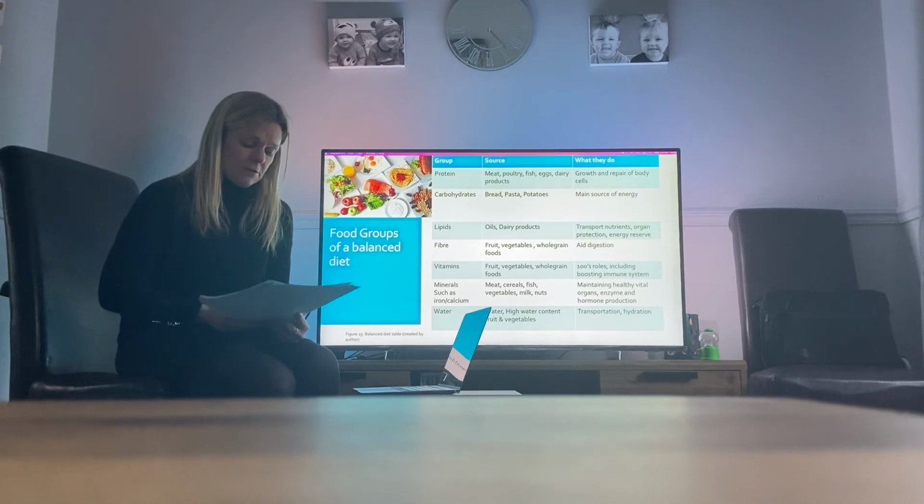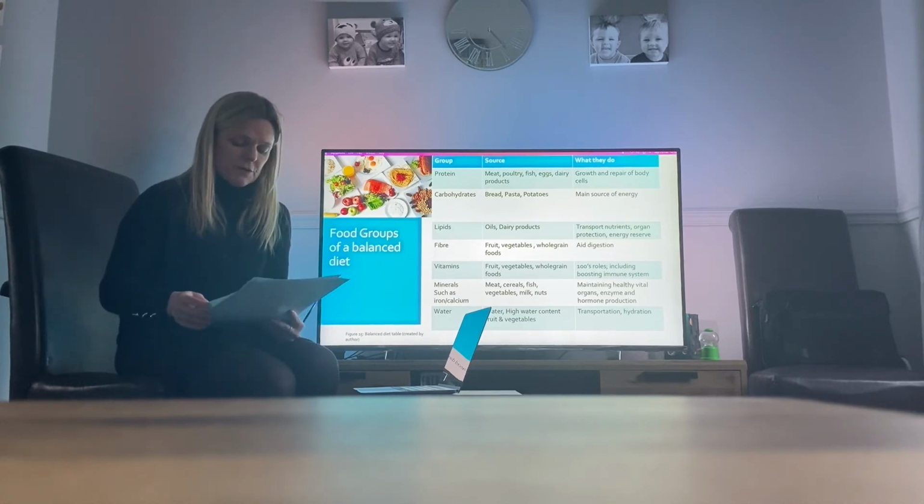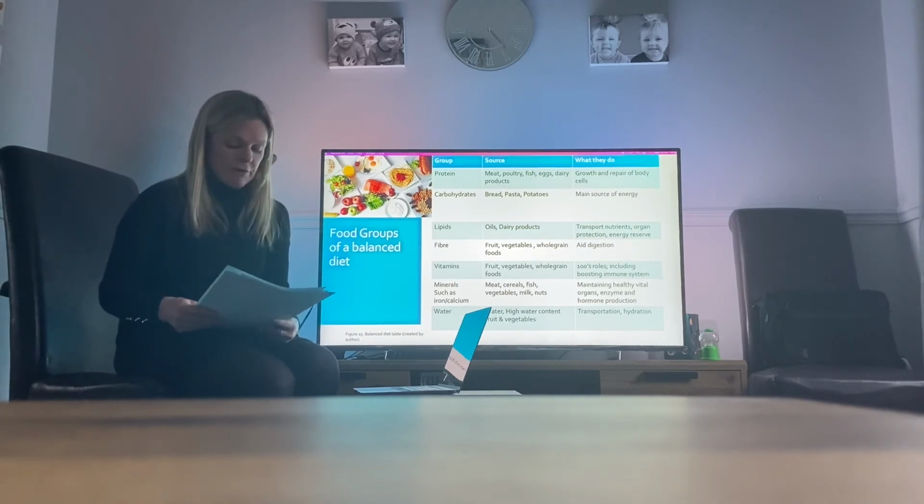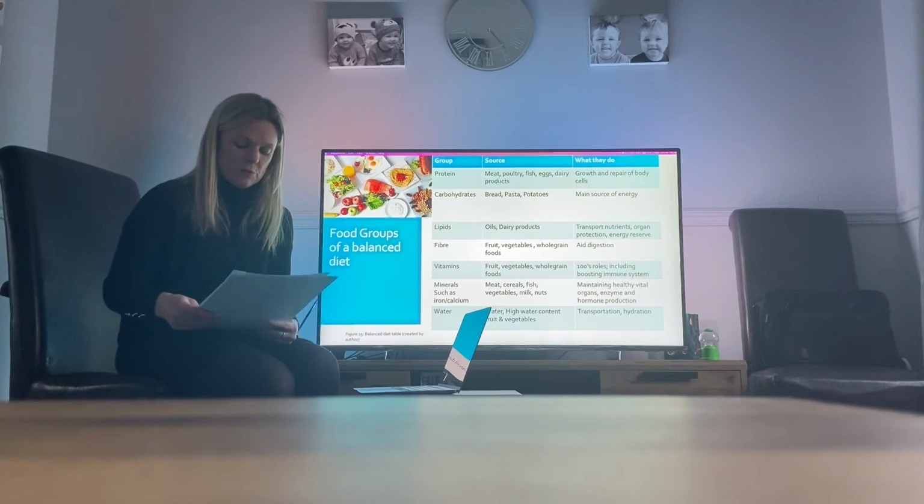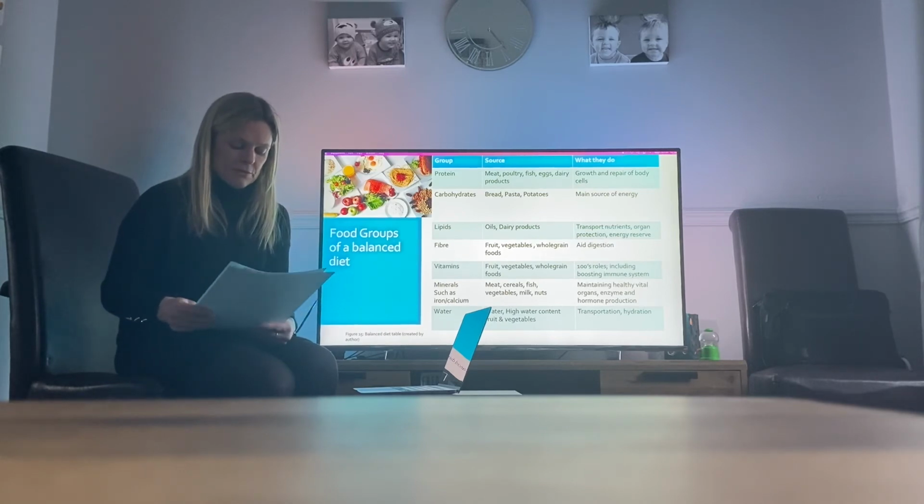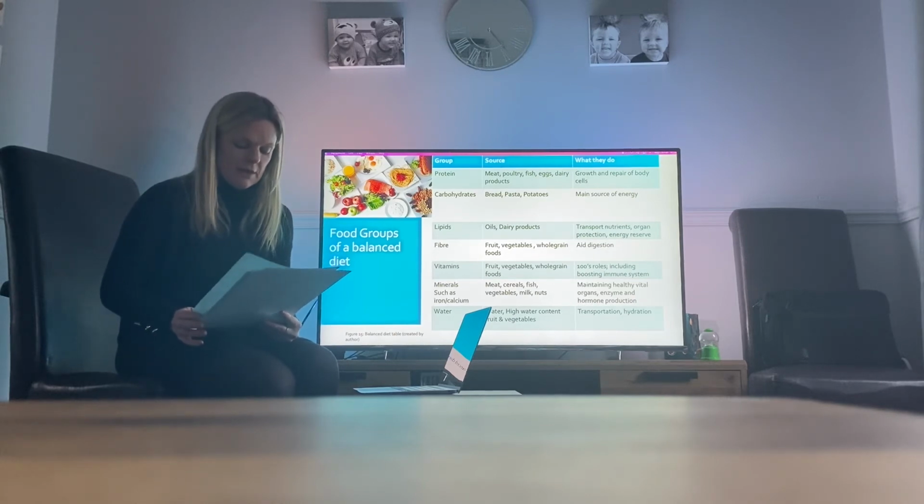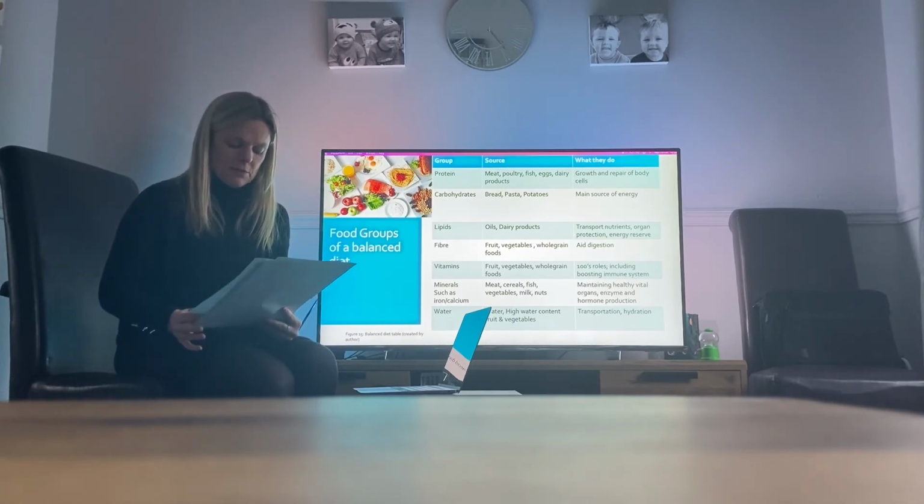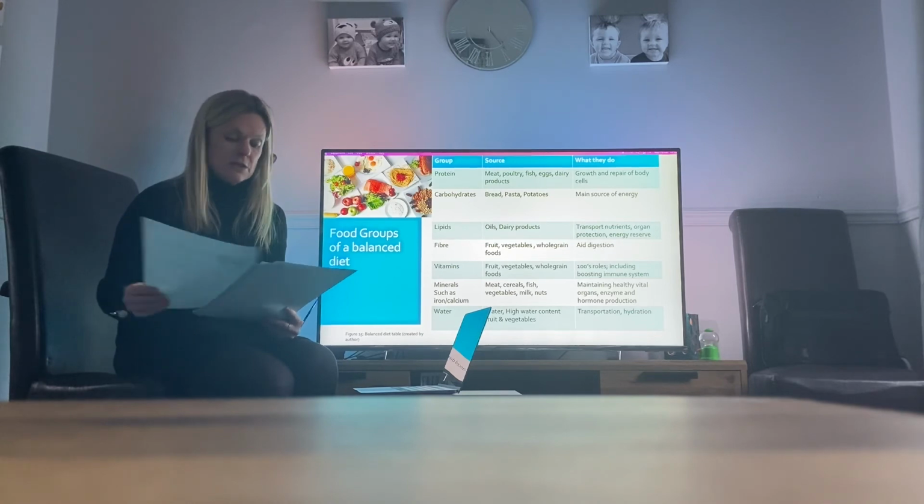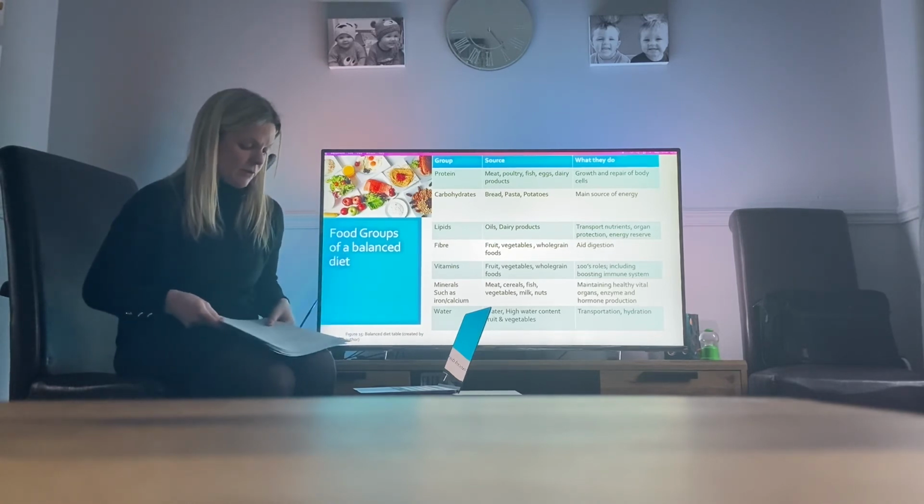Fibre is found only in plant-based products such as fruit, vegetables and wholemeal products. These keep the digestive system healthy and aid digestion. Now micronutrients. These are needed in much smaller quantities. Vitamins, of which there are 13 different types, A, C, D, E, K and the 8 B vitamins. These are found in fruit, vegetables and wholemeal products, and these have 100 roles within the body, including boosting the immune system and cell reproduction and growth.